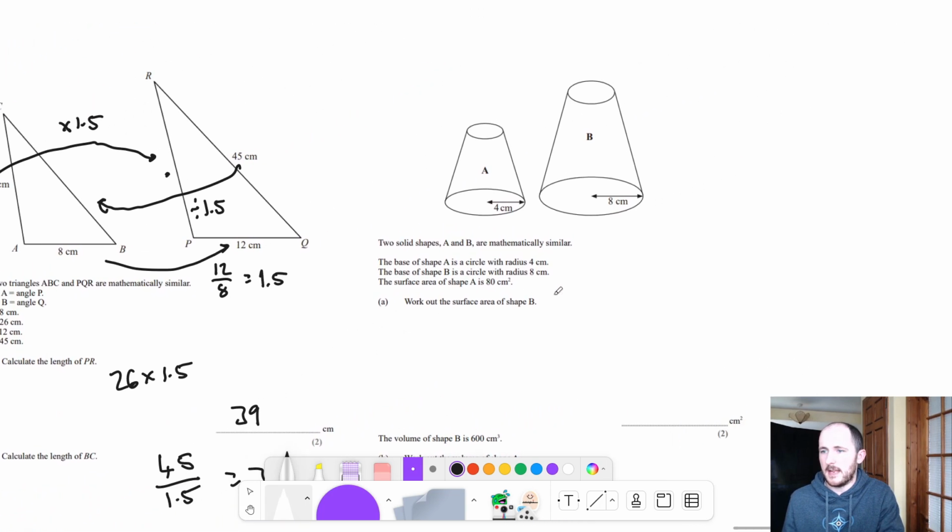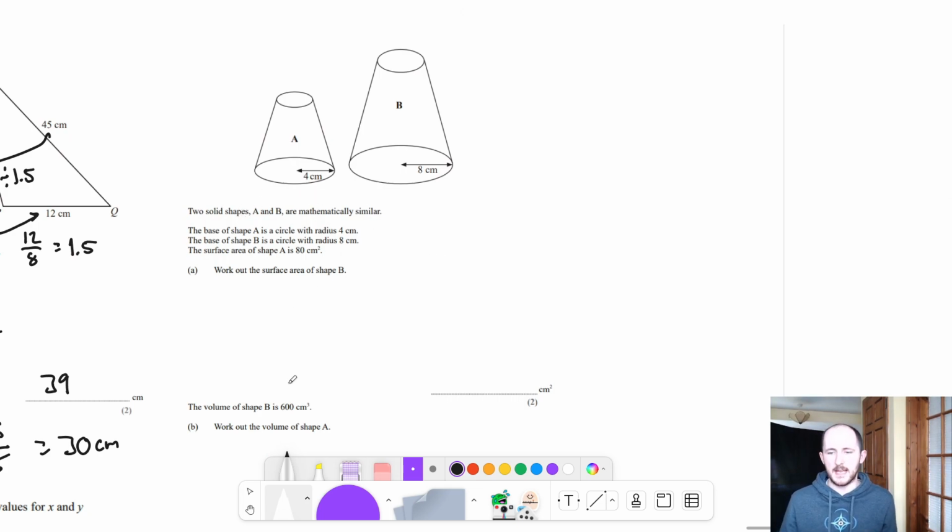Cool. Now here is when you have things like surface areas and volumes. The key thing here is if we have this as a ratio, we have 4 to 8, right? So the ratio is for the lengths, because we have radius, which is just a length. To work out the surface area, we need to work out the scale factor of the surface area. So here's all you need to do. A is the smaller shape, B is the bigger one. If I square this ratio, I get 16 to 64.